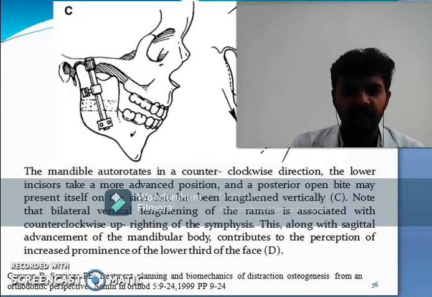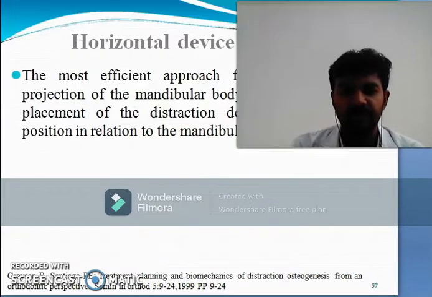Note that the bilateral vertical lengthening of the ramus is associated with the counterclockwise uprighting of the symphysis. This, along with the sagittal advancement of the mandibular body, contributes to the perception of the increased prominence of the lower third of the face.